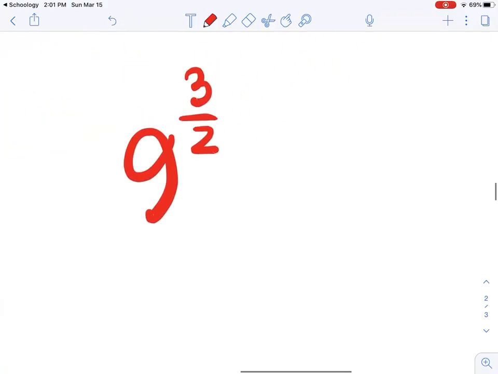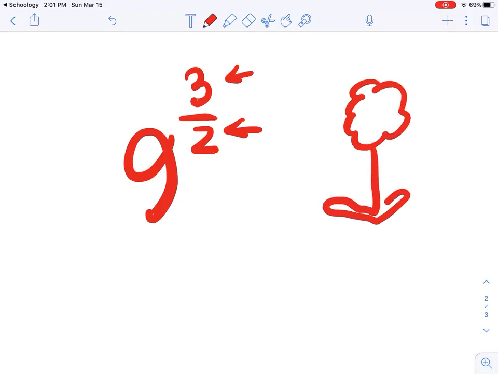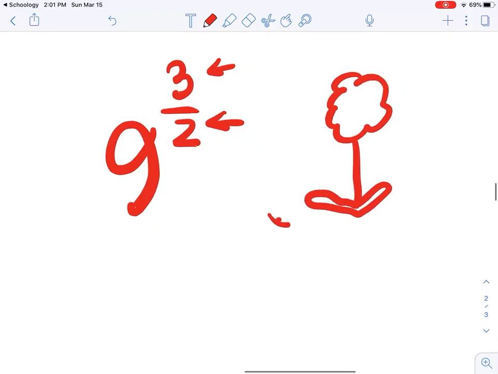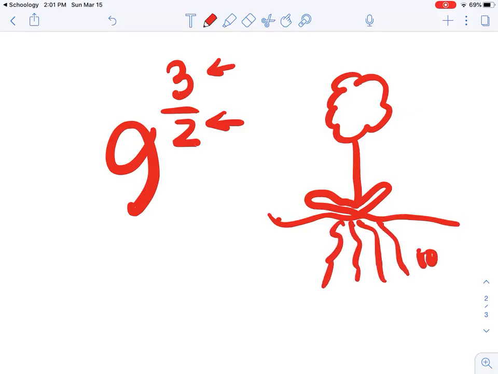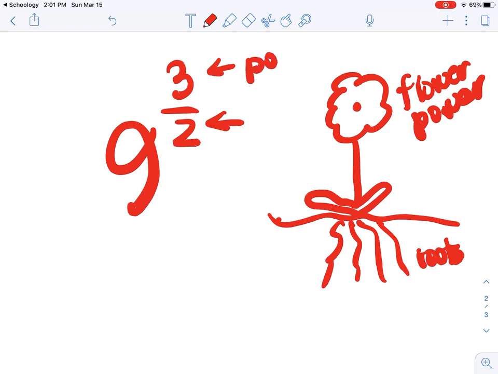Recall from Algebra 2 that when you have 9 to the 3/2 power, one way that I used to teach my Algebra 2 classes is that this right here and this right here, you can think of it as a flower. Oh, that's so beautiful. So here is the ground. Here are where the roots are. So the roots are on the bottom, and here's your flower power up top.